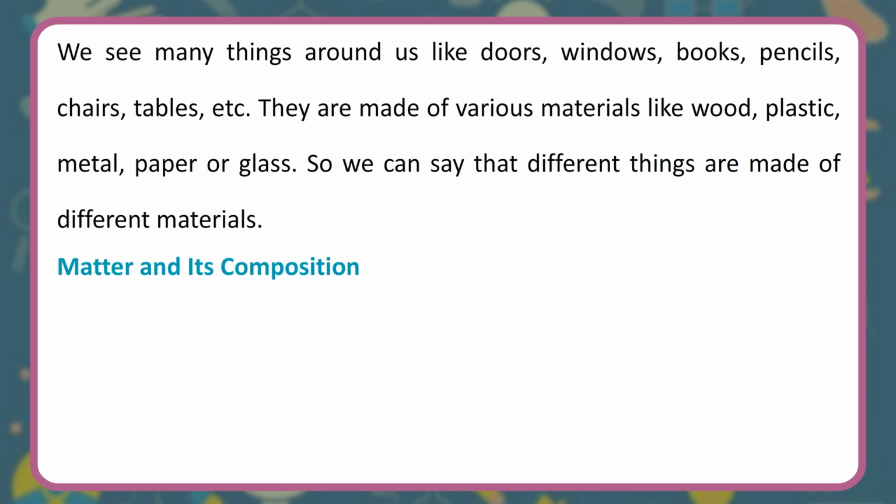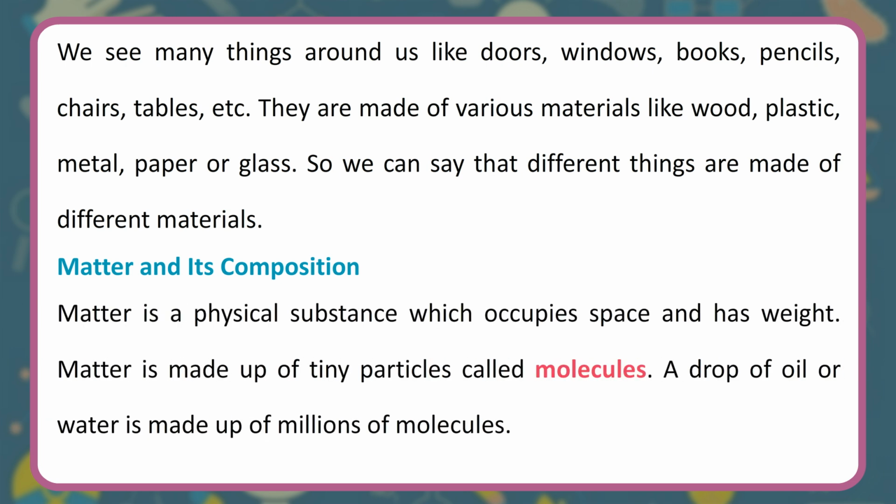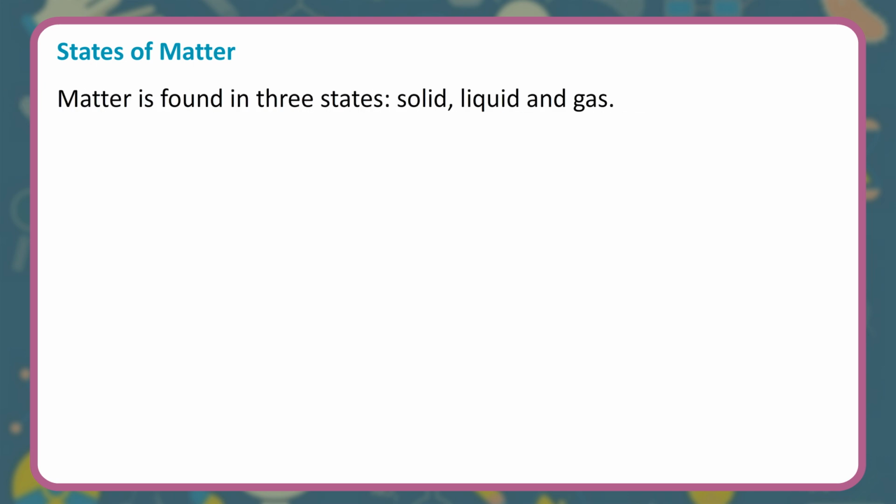Matter and its composition. Matter is a physical substance which occupies space and has weight. Matter is made up of tiny particles called molecules. A drop of oil or water is made up of millions of molecules. States of matter. Matter is found in 3 states: solid, liquid and gas.